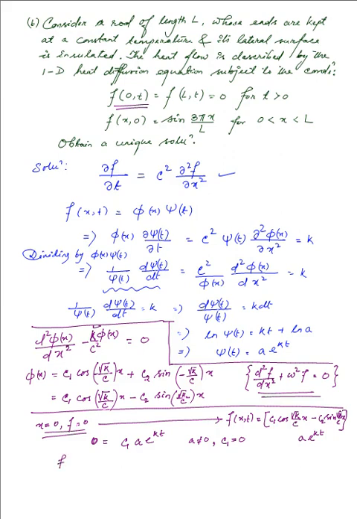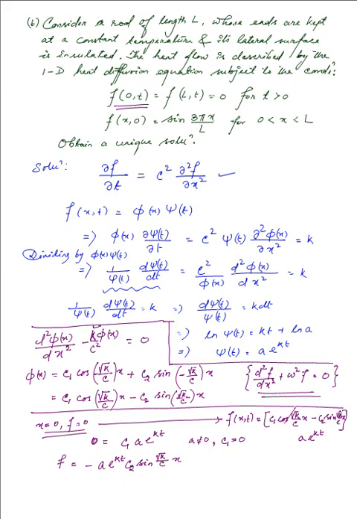So f now has the value equal to, in that case, because c1 has gone to 0, that first term of the square bracket has been cancelled, so this cancels out completely, and what we are left with is only the second term, minus c2 sine of root k over c times x, multiplied by a e to the power kt. So we have f equal to minus a e to the power kt, and the second term of the bracket, c2 sine root k over c times x.